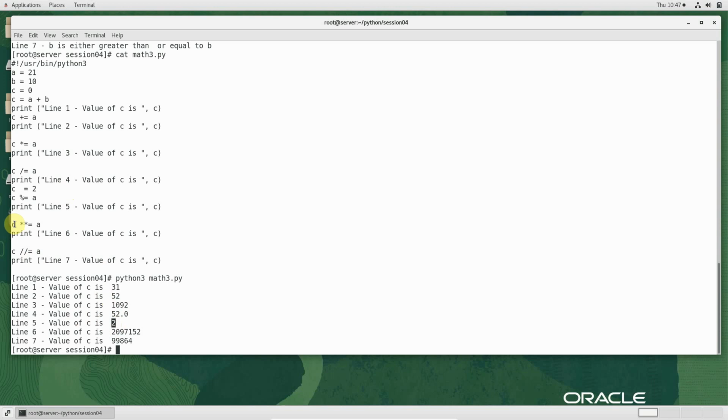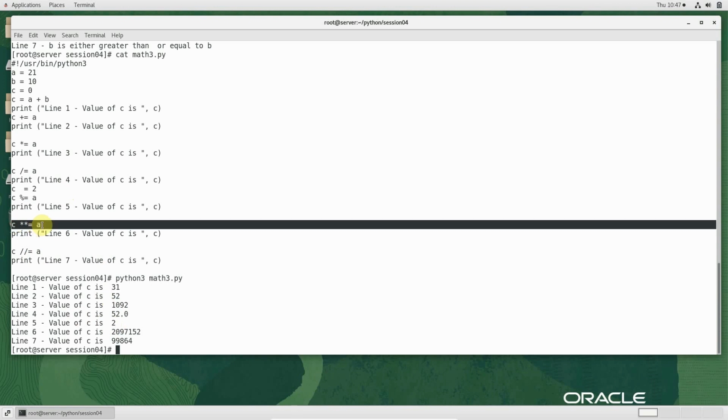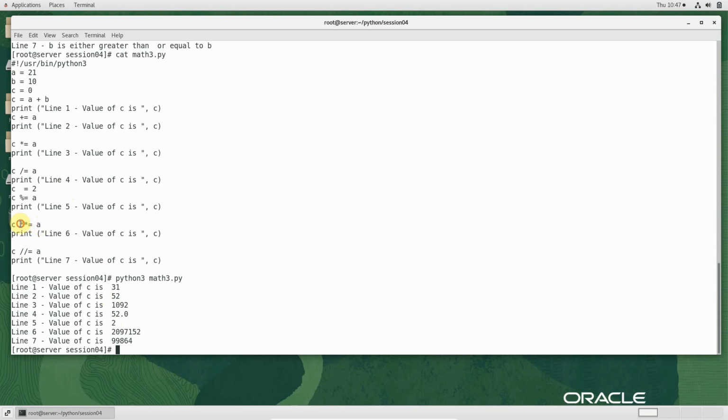Then you see c star star equal to a, c equals c raised to the power a, which essentially means whatever the value of c is, that raised to the power 21. So this is a huge answer. So actually these are different operators. Examples are demonstrated in this example, and let's look at example number 4.